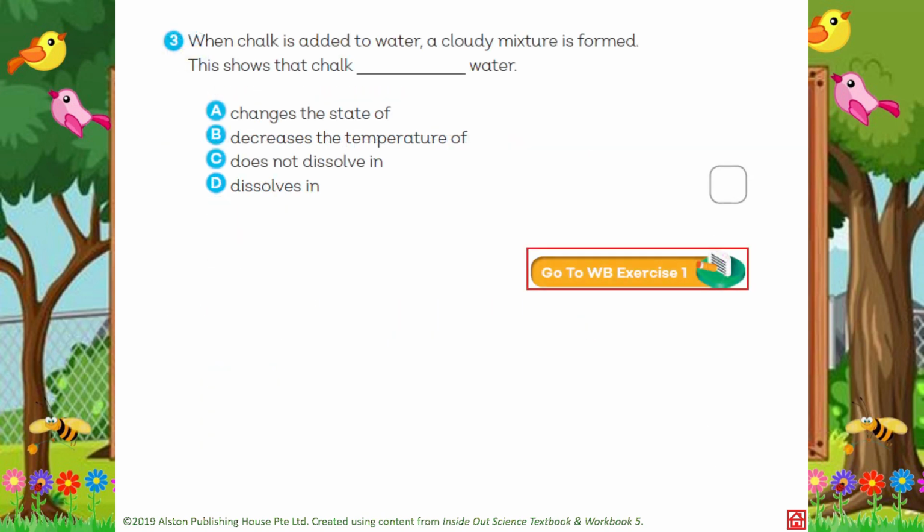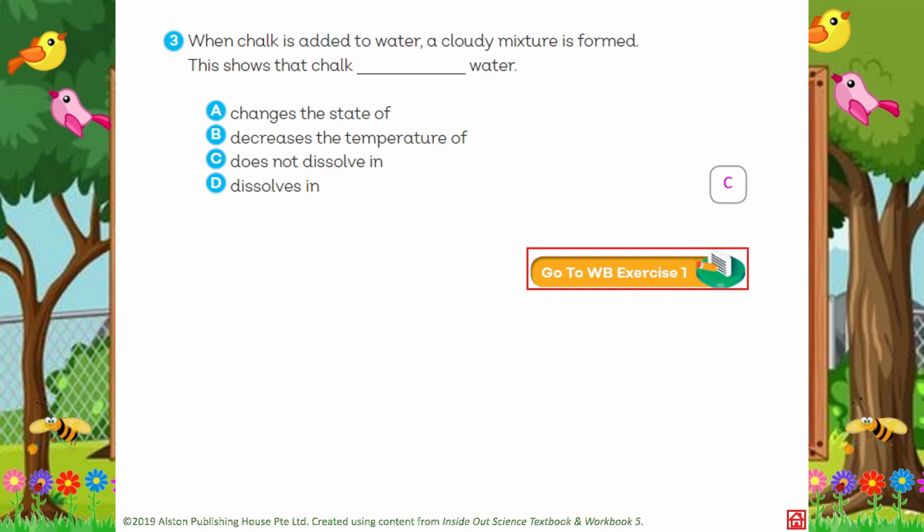Alright, then the last one, when chalk is added to water, a cloudy mixture is formed. This shows that chalk blank water. A, changes in the state of water. Letter B, decreases the temperature of water. Letter C, does not dissolve in water, or letter D, dissolves in water. So what do you think? So our answer would be it does not dissolve in water.